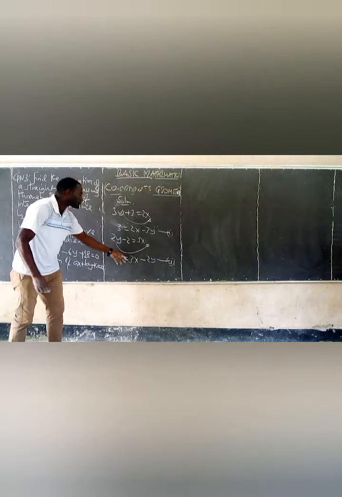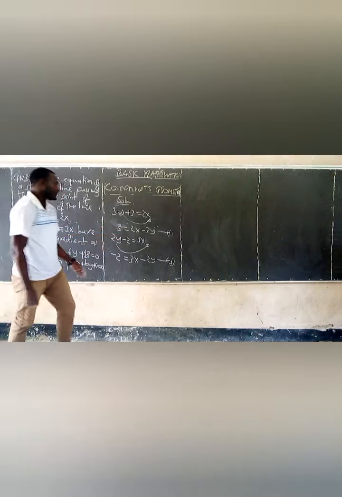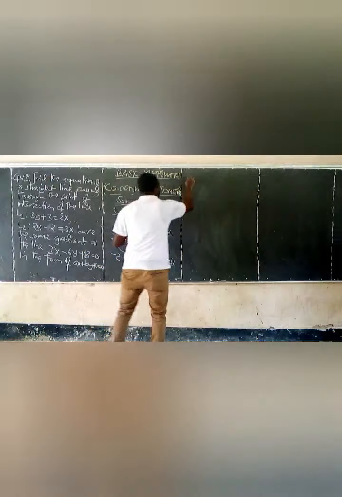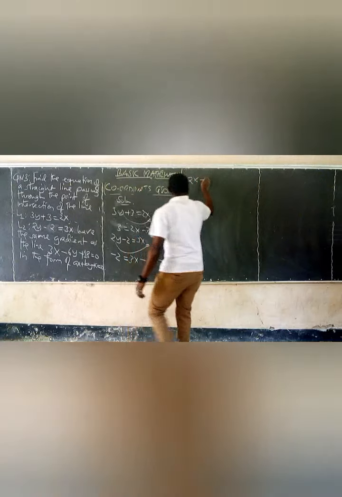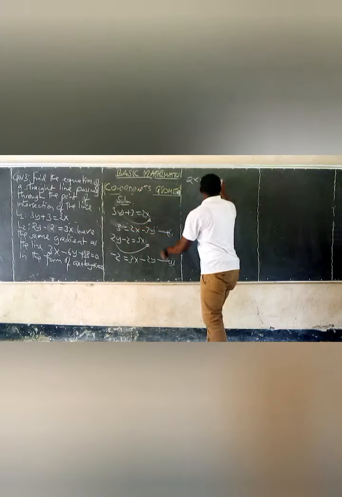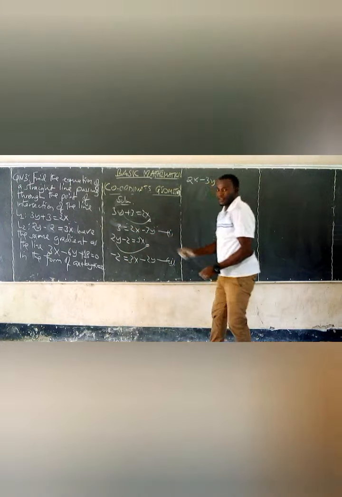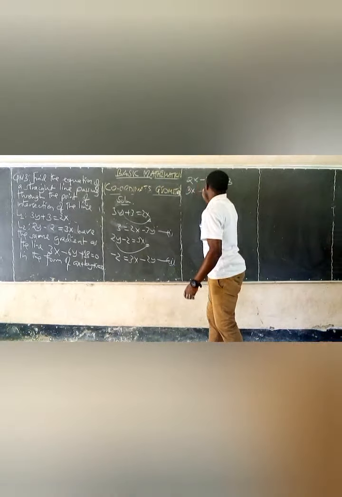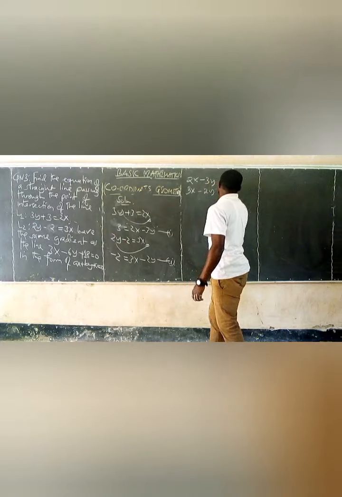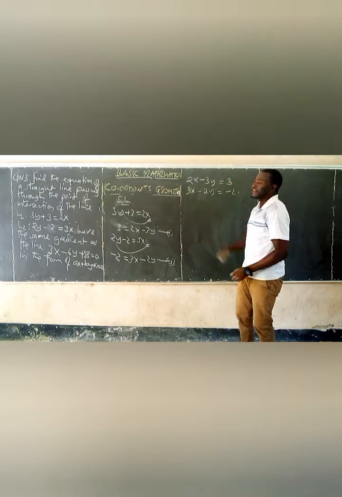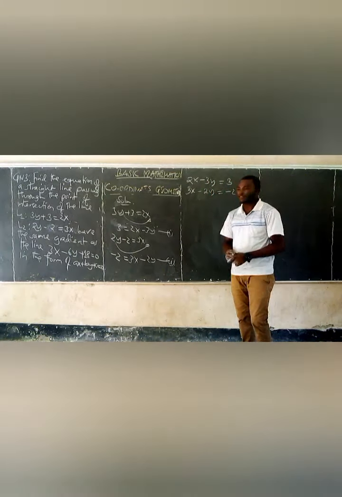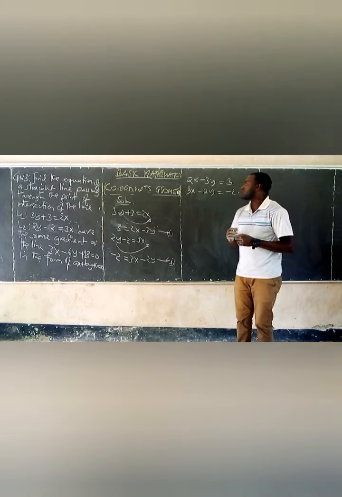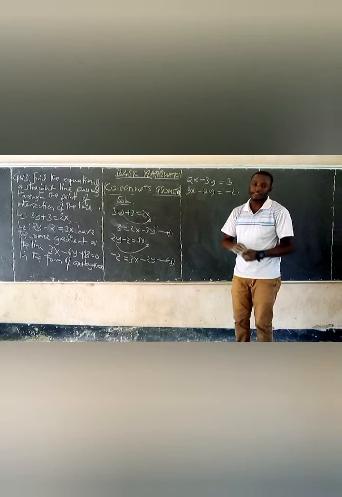Let us rearrange those two simultaneous equations. Once we rearrange them, we say that 2x minus 3y is equal to 3. Then equation 2: 3x minus 2y will be equal to negative 2. Then we decide which method to use: elimination method, substitution method, or graphical method. Let us use the elimination method.